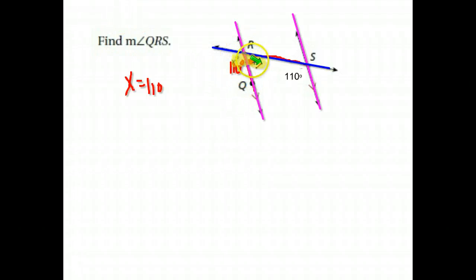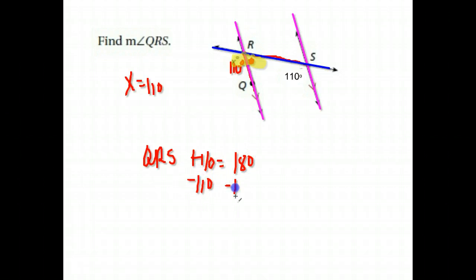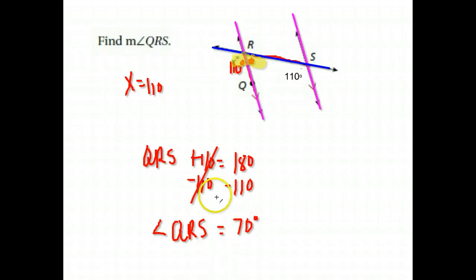So a straight line is 180 degrees. What would that other angle have to be? Angle QRS plus my 110-degree angle together should be 180. I'm going to solve by subtracting 110 to find out how many degrees are left over for angle QRS. And I find that it has to be 70 degrees. Again, if I wanted to, I could fill out the entire rest of the picture and all of the angles. This would be 110, this would be 70. Corresponding angles tell me this is 70, and this is 110.